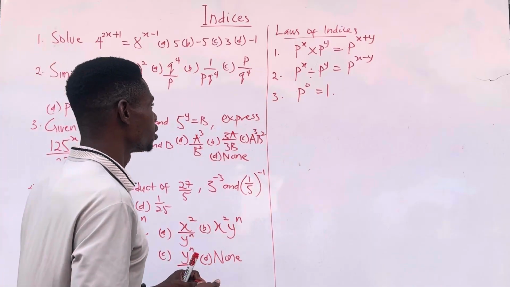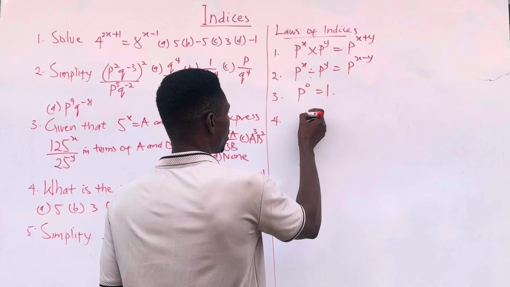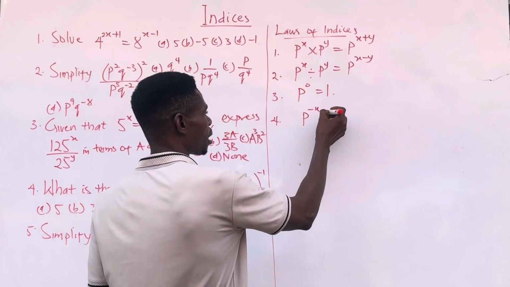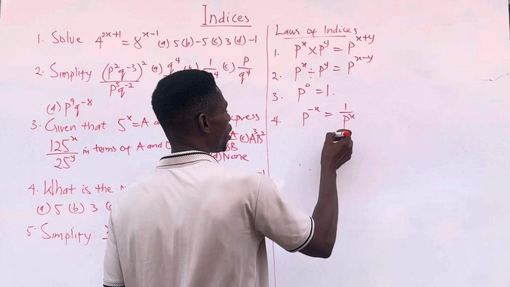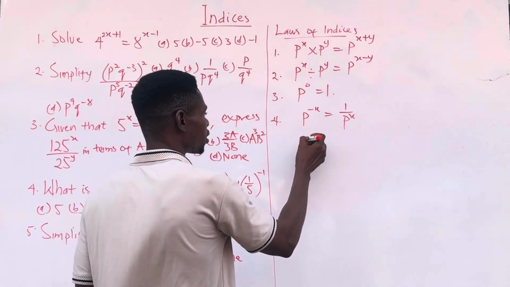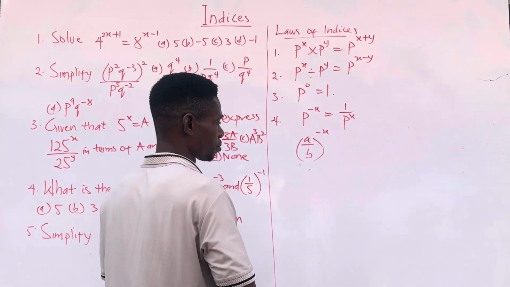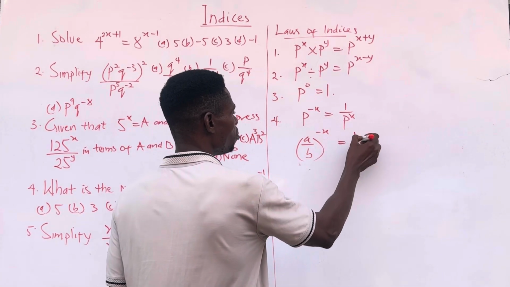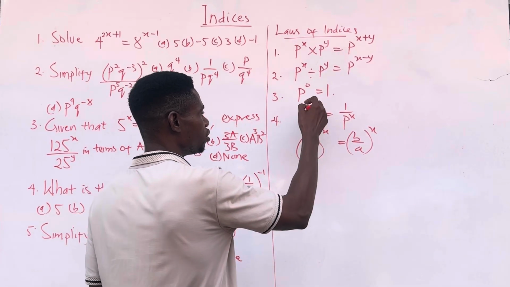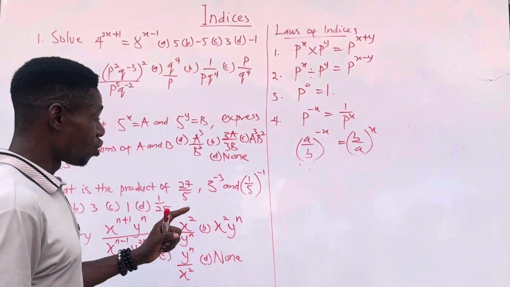So that's the third. The fourth one says if you have, let's say, p raised to power minus x, this can be written as 1 over p raised to power x. This is called the negative index law. Another application of this, let's say you have a over b raised to power minus x. This will become b over a raised to power x. So if you take off the sign, you just get the reciprocal of the number. So that's law 4.